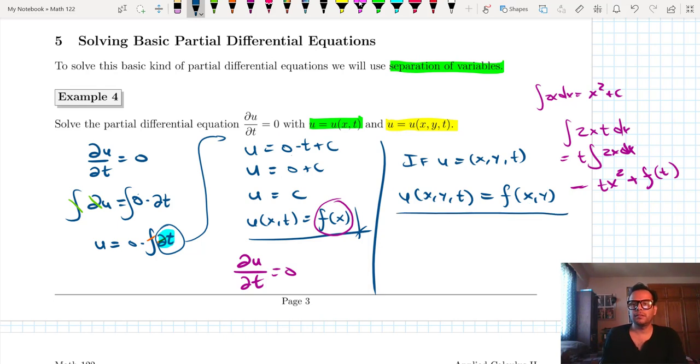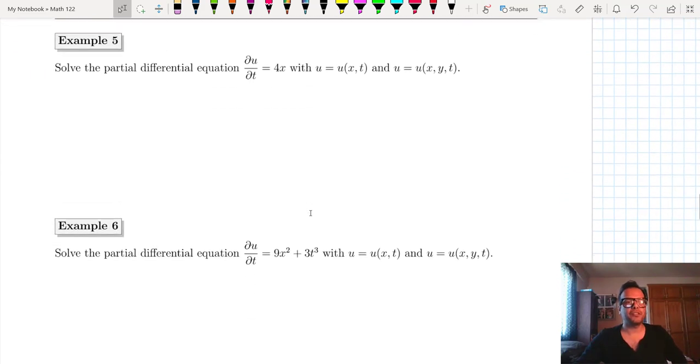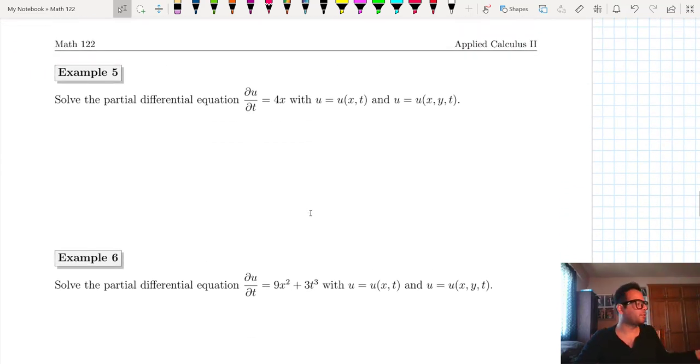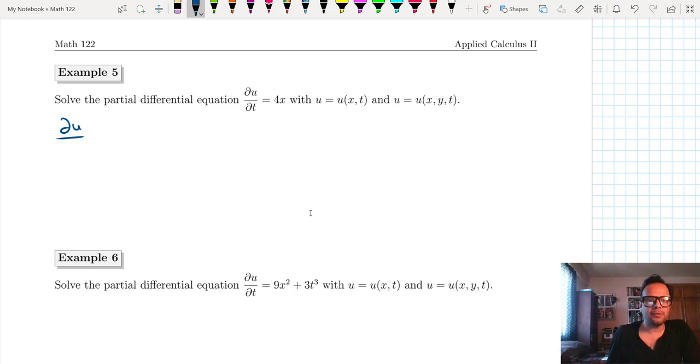So this is going to make more sense when we solve this partial differential equation here. Partial of u with respect to t equals 4x. All right. So I'm going to use the same technique of separation of variables. Partial u equals 4x partial t. Integrate both sides. Don't confuse this symbol right here with a 2. It's actually the partial derivative symbol.